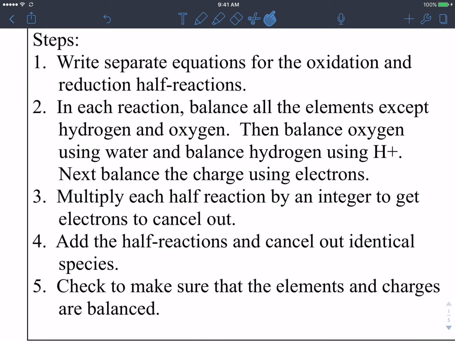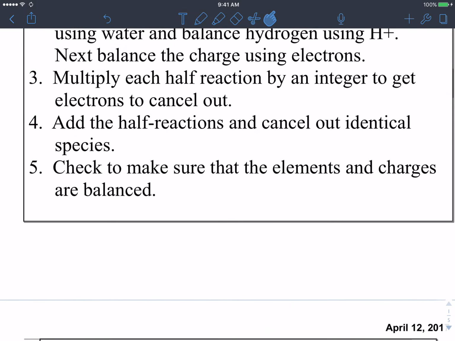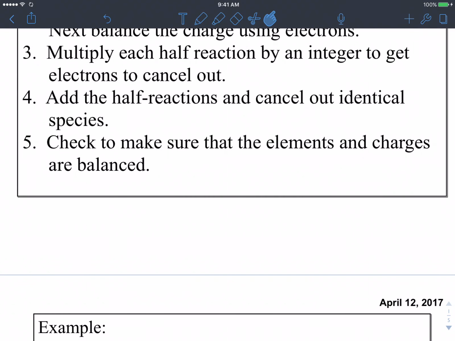Then we're going to balance the charge using electrons. We'll multiply each half reaction by integers to get electrons to cancel out. We'll add the half reactions together, cancel out identical species, and then check to make sure that all the elements and charges are balanced. I know I just made it sound like, oh, this is no big deal. It is kind of complicated, I'm not going to lie. But like I said, if you practice, it'll become second nature and it'll make a lot more sense to you.